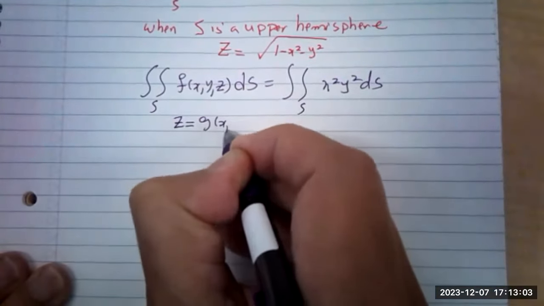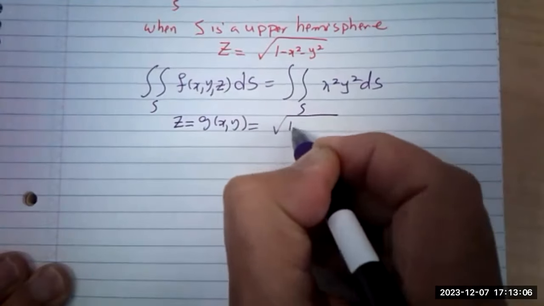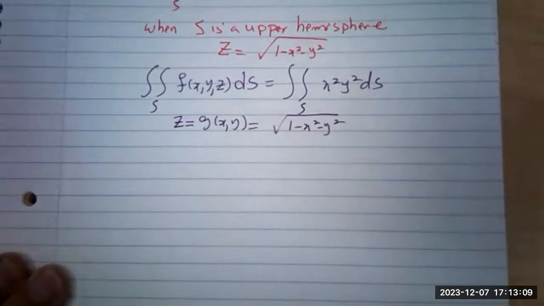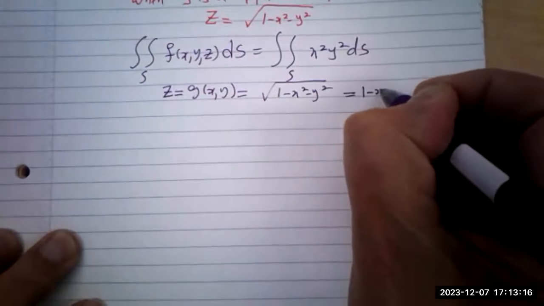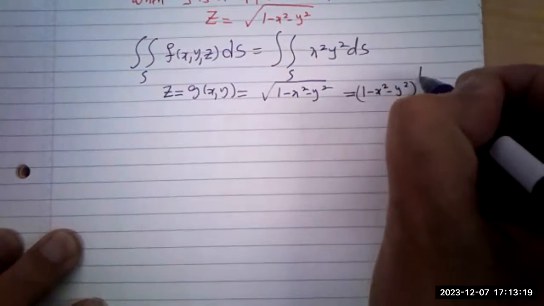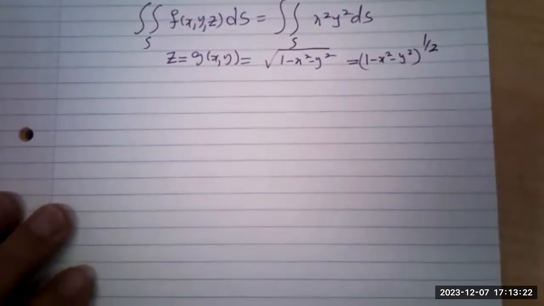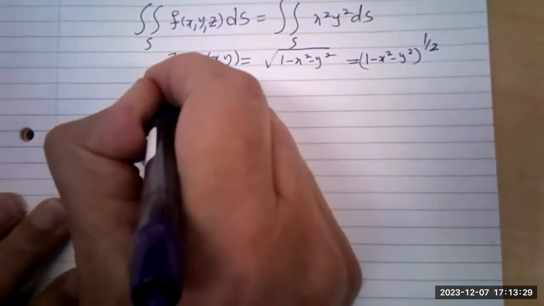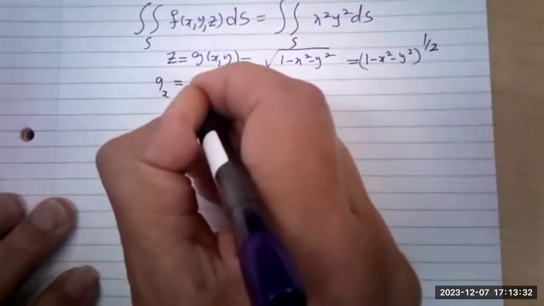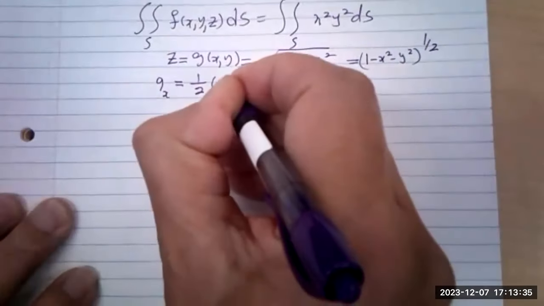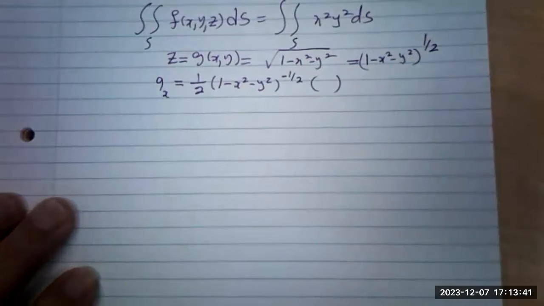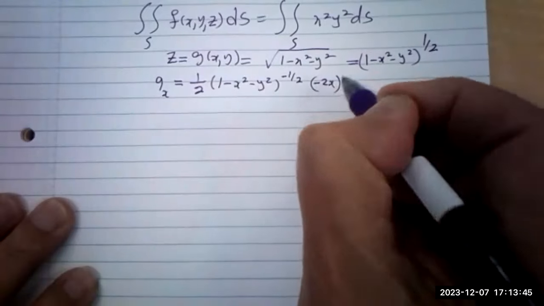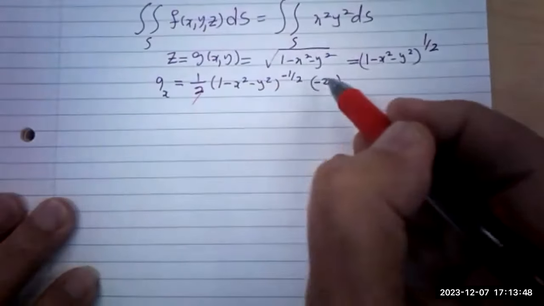z equals g of x, y, which is 1 minus x squared minus y squared. You have to find the partials with respect to x and y. So we change this into (1 minus x squared minus y squared) to the 1 half. Let's start differentiating. Differentiate with respect to x, that gives you g sub x. Chain rule: 1 half times (1 minus x squared minus y squared) to the negative half times the derivative with respect to x, which is negative 2x. The 2 and 2 cancel out.